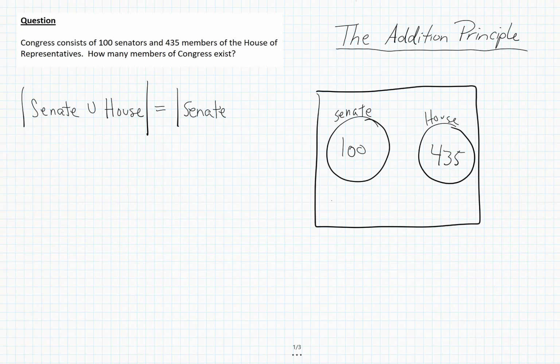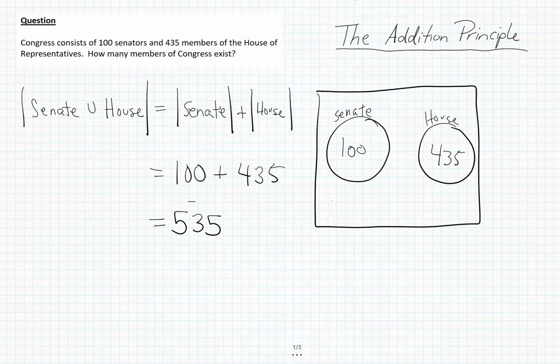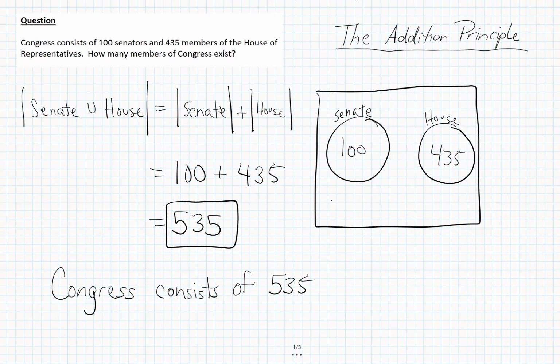So basically we can break this apart into two different sets. So the cardinality of the Senate plus the cardinality of the House. So how many people are in the Senate plus how many people are in the House. So this 100 plus 435. And you might have thought, oh, that was pretty immediate. You didn't even need to go through this. And that's kind of the idea that we're going to use. So we're building up to a more general principle here. And so what this ends up giving us is that 535 is our answer. So our Congress consists of 535 members.